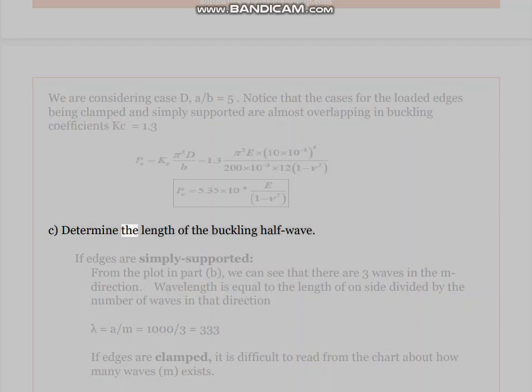C. Determine the length of the buckling half wave. If edges are simply supported, from the plot in part B, we can see that there are 3 waves in the x direction. Wavelength is equal to the length of one side divided by the number of waves in that direction. Lambda equals A/m equals 1000 divided by 3, which is about 333 mm. If edges are clamped, it is difficult to read from the chart how many waves m exist.